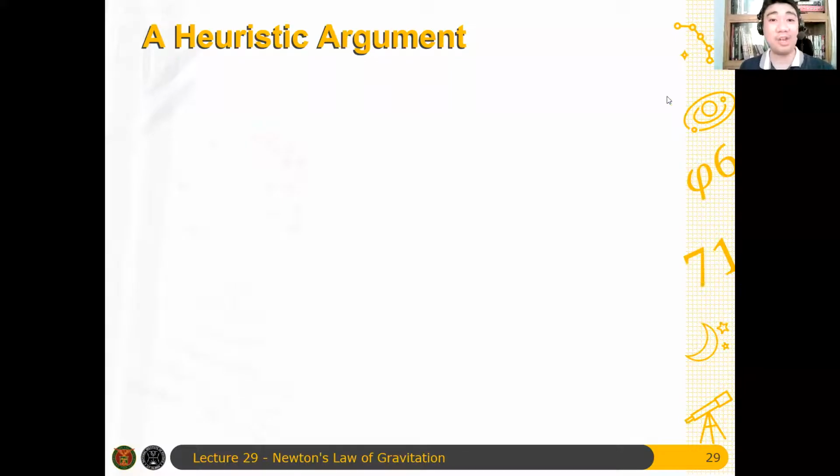Okay, so we have a heuristic argument here, on how we obtained our Universal Law of Gravitation. Okay, paano? Okay, alam ni Newton from his book 1 that the centripetal force is mv squared over r. Okay? In general, for a circle, it's mv squared over r.